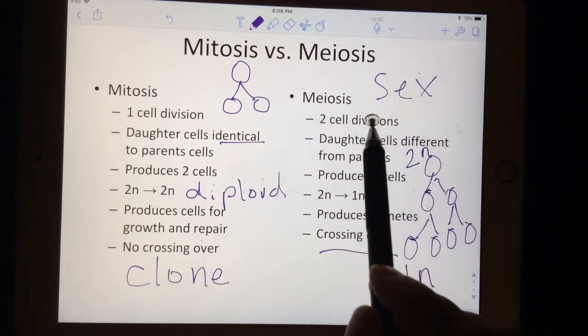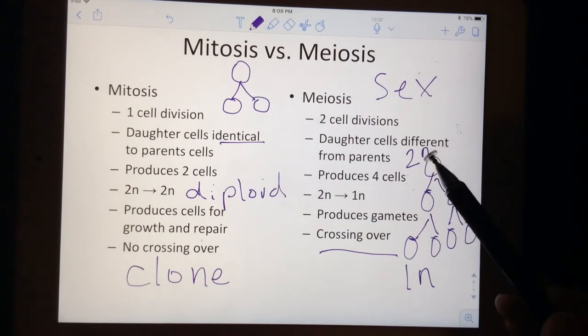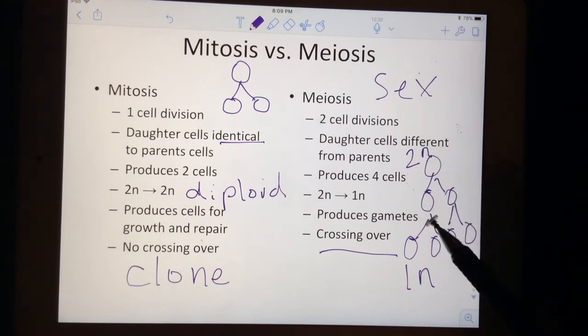Meiosis is all about sex, so we go through 2 cell divisions, where we start with 1 parent cell that is 2n, it divides once, and then it divides again, and they end up as 1n, or just n at the end, and these are called gametes, and crossing over is what makes them unique.